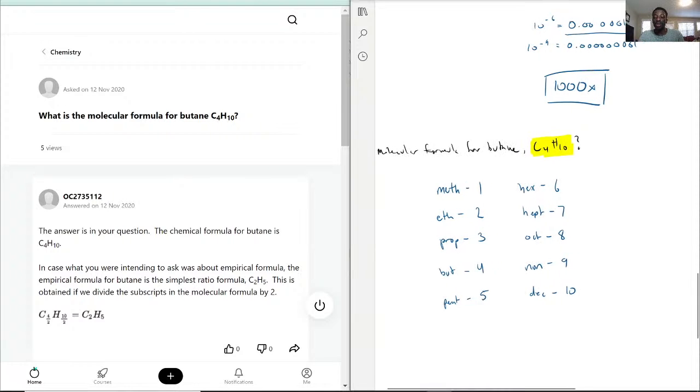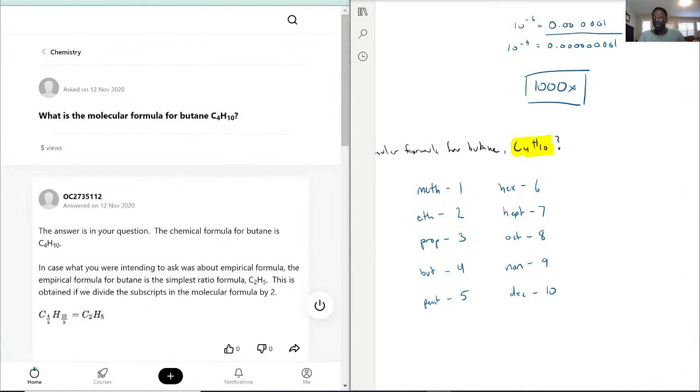Now, in regards to the suffix, this is where it gets a little bit trickier, but when they're just asking for the molecular formula, they just want you to be able to do the correct math.